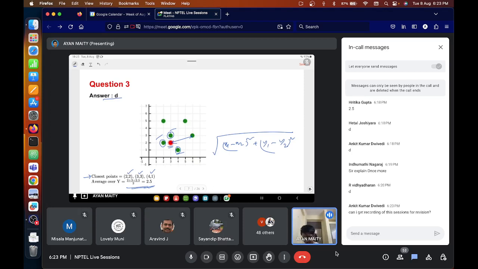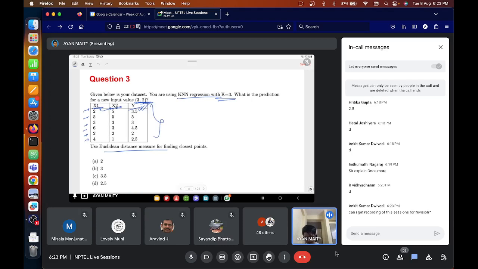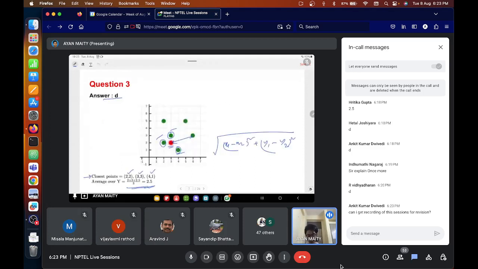So you can also do the same thing using the Euclidean distance measure. x1 and x2 are the two dimensions you have to use for finding out the Euclidean distance, not y, which is the output value. So you have to use the dimensions x1 and x2 to compute the Euclidean distances, and you will get the same result as you are getting from this graph. So both the methods are correct, so there is no problem. You just have to find out the three closest points.